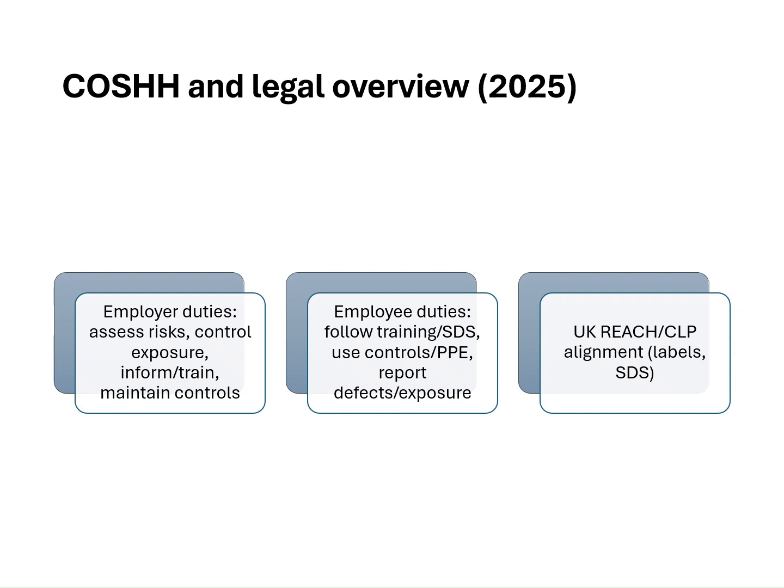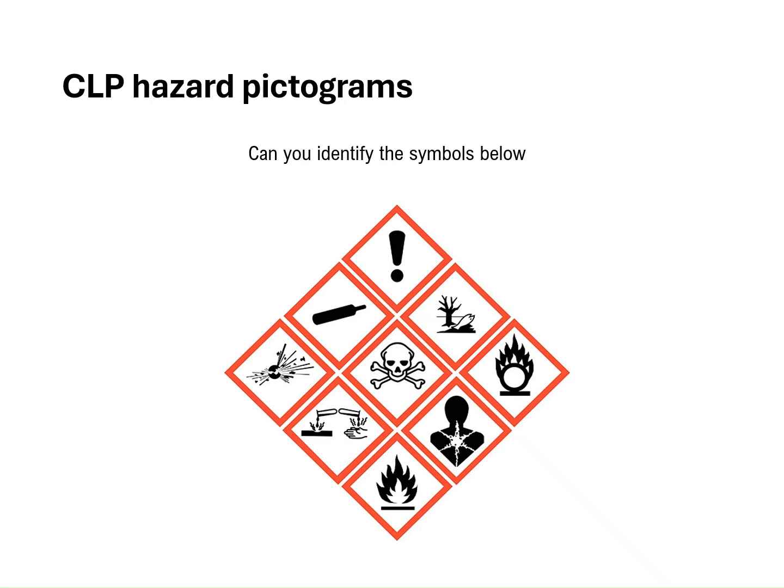Next, let us learn how chemical hazards are shown on product labels. Every chemical product has warning symbols known as CLP hazard pictograms. CLP stands for classification, labeling, and packaging. These symbols are designed to show the type of danger a product may present. For example, they may warn if the chemical can irritate the skin, harm the lungs, or damage the environment.